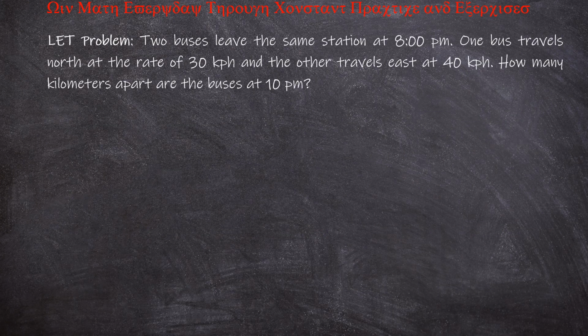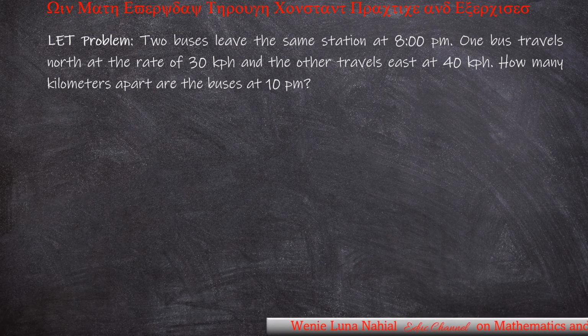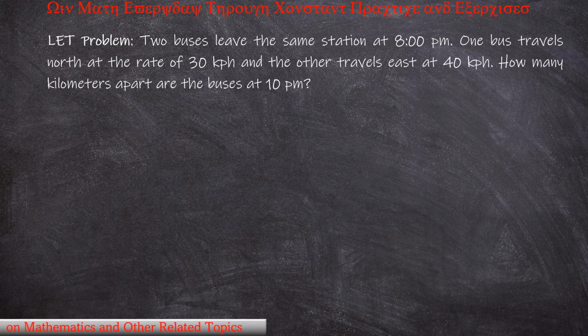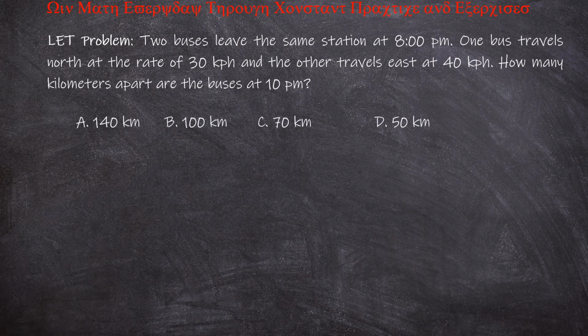First problem. Two buses leave the same station at 8 p.m. One bus travels north at the rate of 30 kilometers per hour, and the other travels east at 40 kilometers per hour. How many kilometers apart are the buses at 10 p.m.? The choices are A, 140 kilometers, B, 100 kilometers, C, 70 kilometers, D, 50 kilometers.